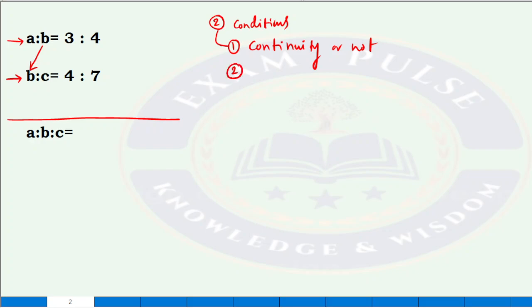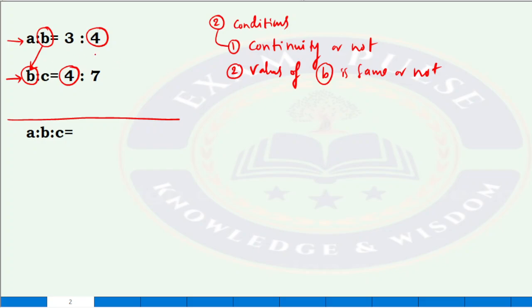Now the second condition is about the repeating value. Here the repeating value is B, or the same value is B. If B and B is same here, the value should also be same. The values which are representing B will be same. Therefore, the values of B, or that repeating value, the values of the continuing value, are they same or not?